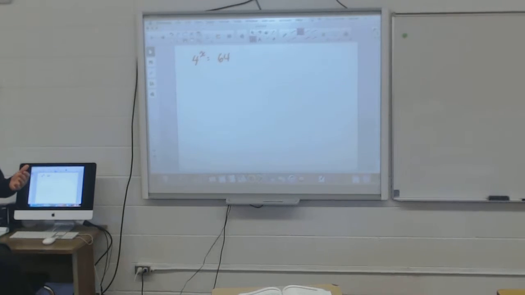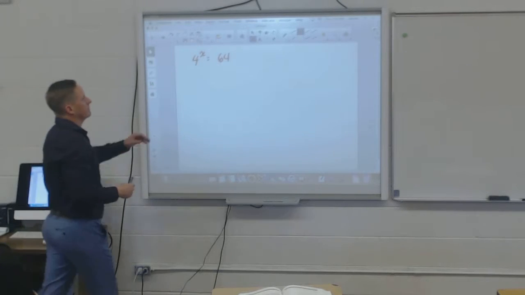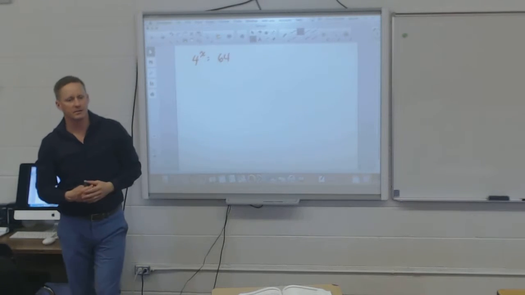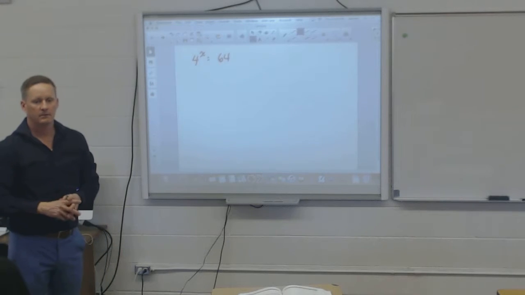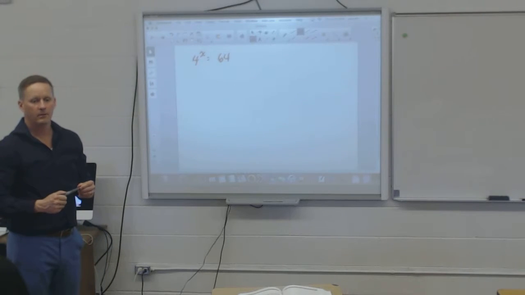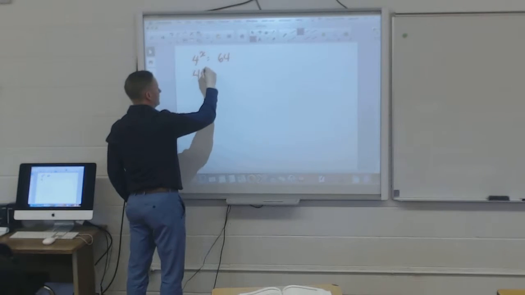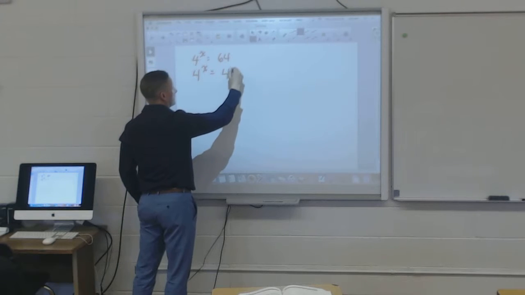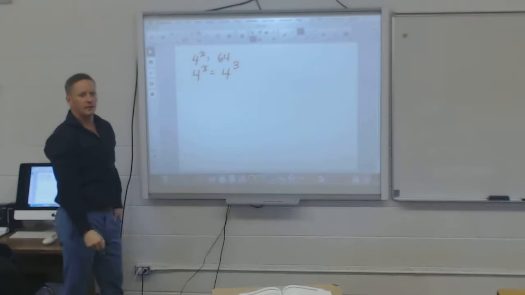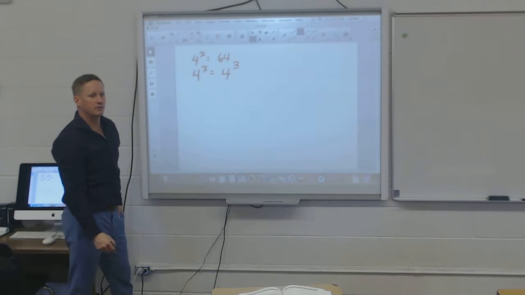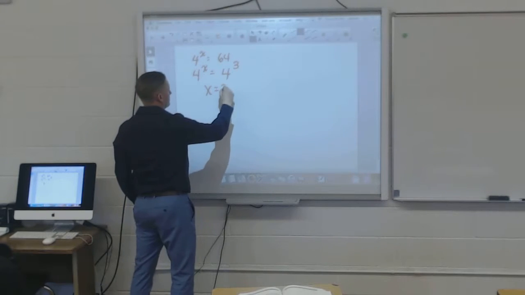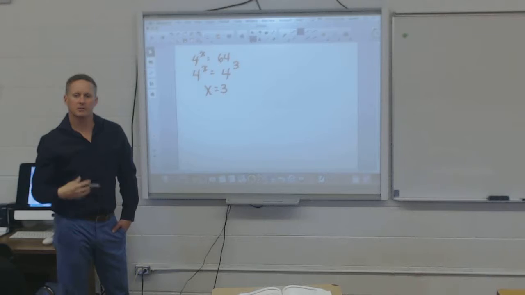So right now, how would you solve this question? Well, you have to get both sides, the left and the right, so that they have the common base. You don't know how to solve it any other way. So is there a way I can make 64 4 to the power of something? What is it? 4 to the power of 3. Therefore, what does x equal in this question? 3. X equals 3.